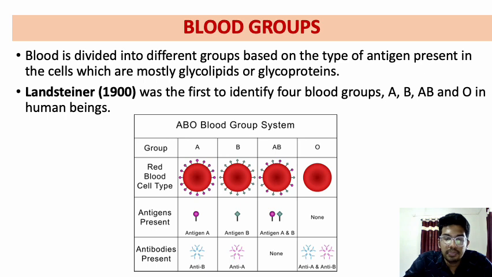If antigen A is present, the body will not produce antibody against antigen A, but it will produce antibody against antigen B. Why? Because the body already has antigen A. Why should the body produce antibody against its own antigen? It will not happen. So the body produces antibody against antigen B, which is absent. In the same way, if the person has B blood group, anti-A antibody will be produced. If both antigen A and antigen B are present, no antibody will be produced. If no antigen is present, both antibodies will be produced.